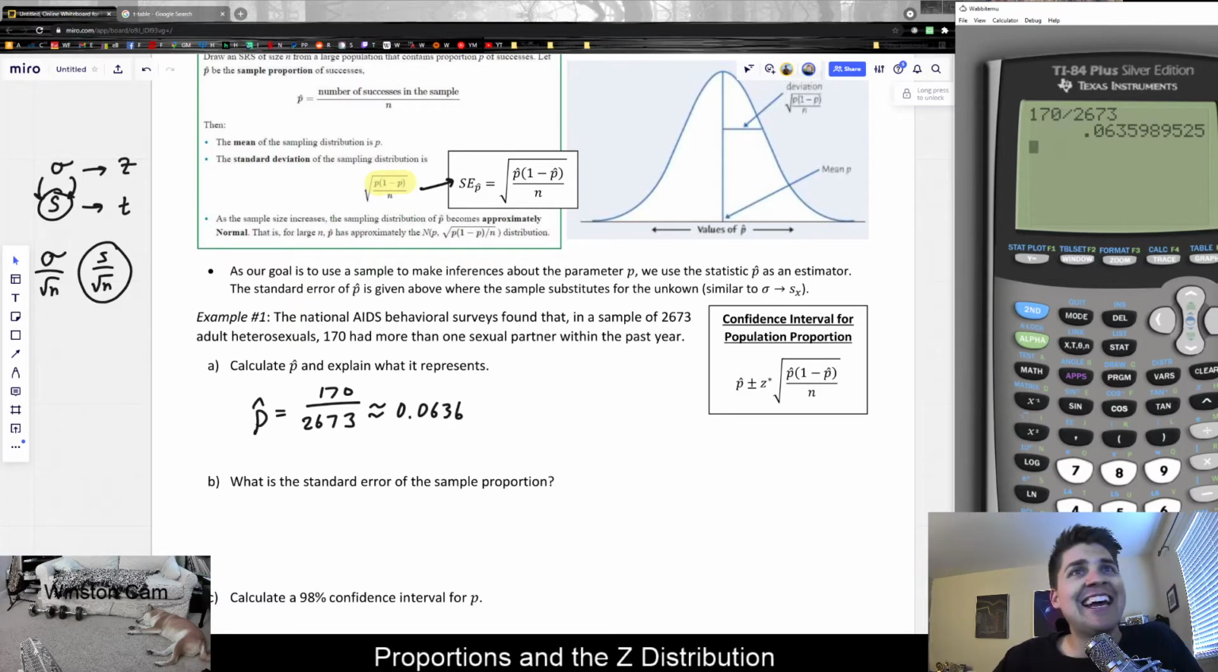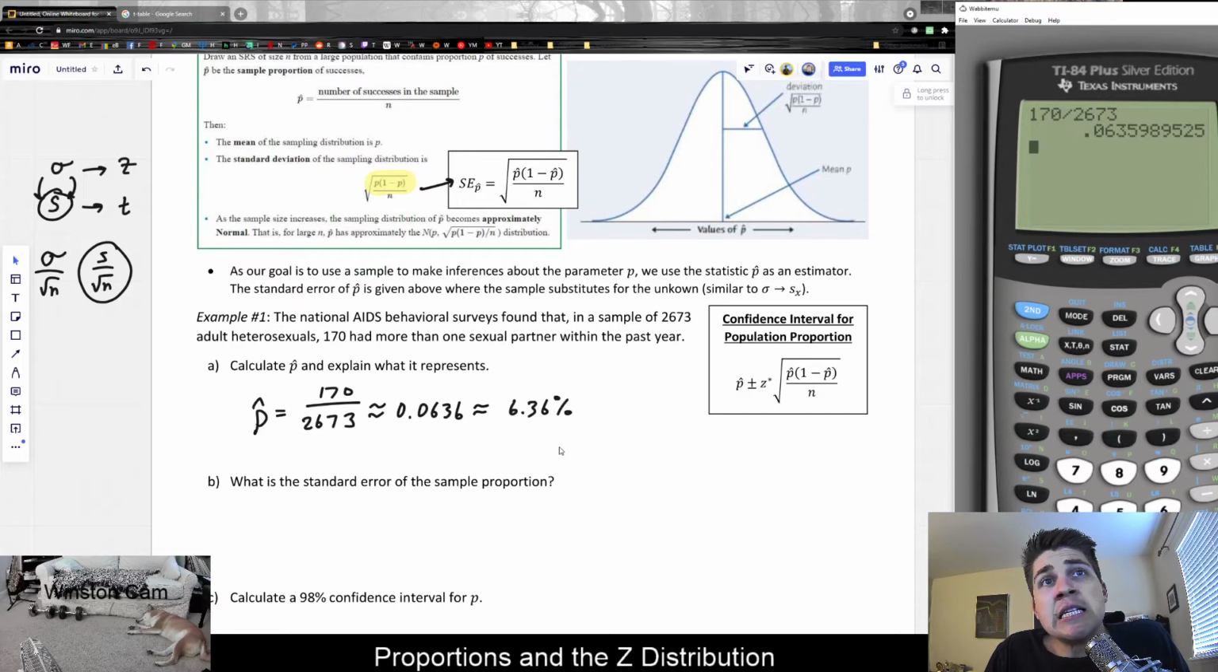Anyways, we can get an approximation to the sample proportion. Of course, we could write that as a fraction as well. That's about 6.36% of the population. And again, what that means is roughly 6% have had multiple partners within the past year.